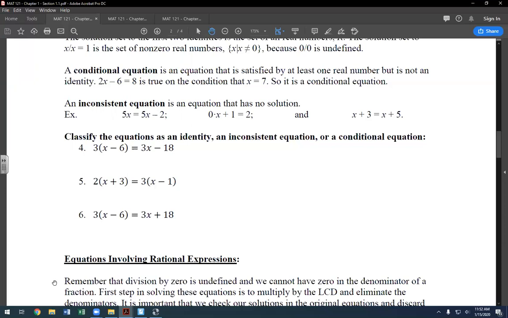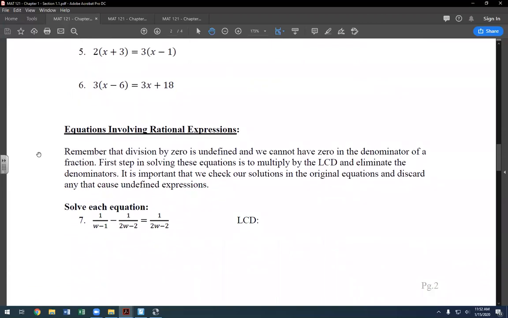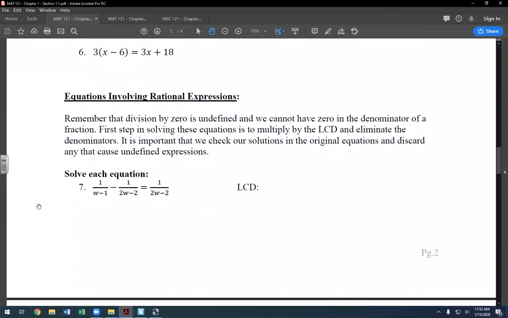Okay, so the next type of equations we're getting into is rational expressions. Here, basically, when we're saying rational expressions, that basically means you can have rational numbers or fractions in your equation. And rational expression basically means that your numerator and or denominator can have polynomials in them, can be an expression.